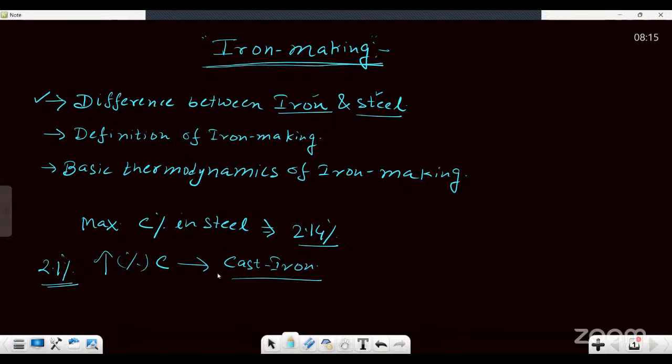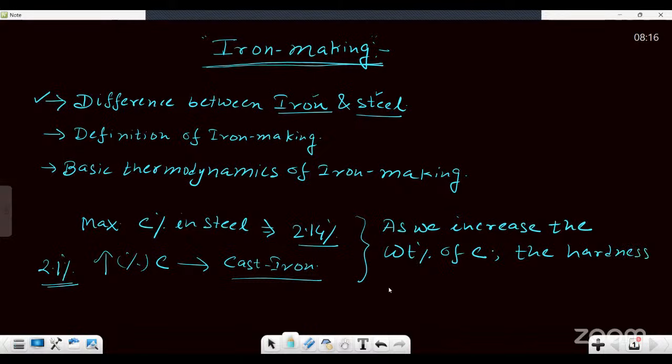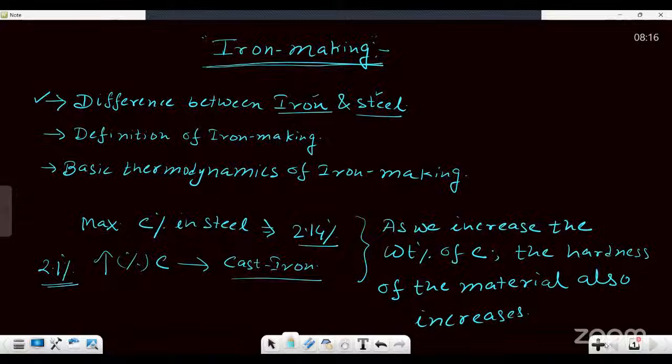Now, why do we add carbon? What is the main purpose of adding carbon in steel? Because pure iron's strength is not that much, and its strength is much improved compared to pure iron by adding carbon. That is the basic idea of adding carbon in iron. As we increase the weight percentage of carbon, the hardness of the material also increases.